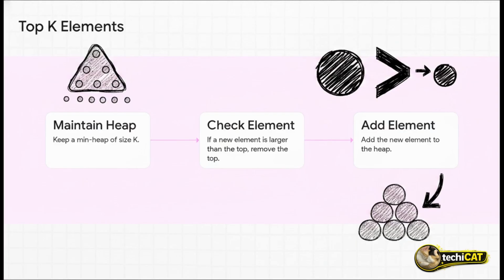Step 1, you maintain a min heap of size k. Step 2, as you iterate through the data, for each new element, you just check if it's larger than the top of your heap. Remember, because it's a min heap, the top is the smallest of the big numbers you've saved so far. So, if the new element is bigger, you remove that top element. Step 3, you add the new element in. By the time you reach the very end of your data stream, your little heap is perfectly holding only the k largest items. Super efficient.